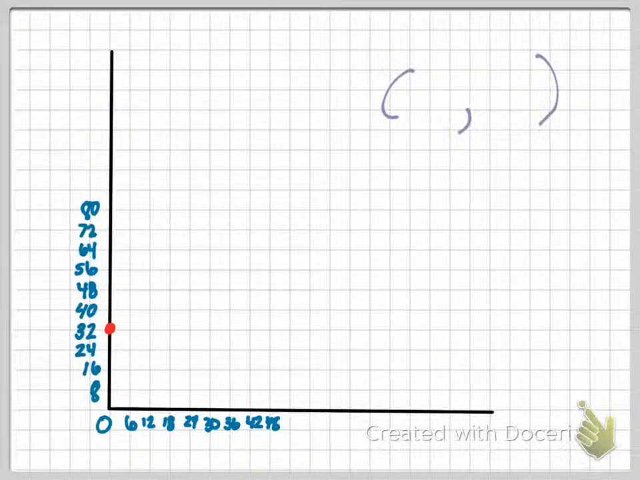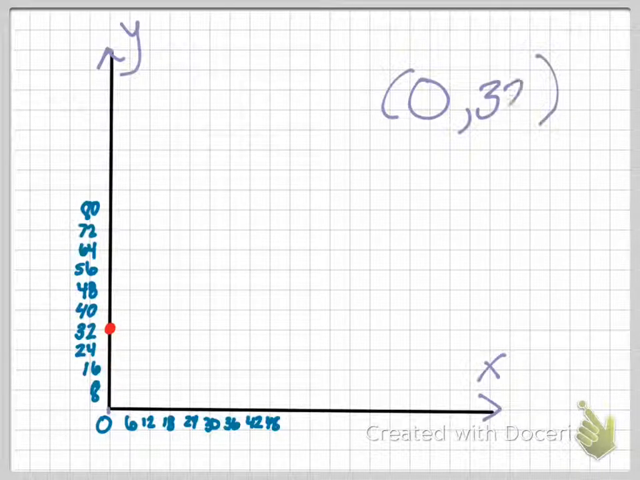On this one, I'm just going to write the ordered pair. So I start at my 0. Did I go over any? Nope. I went over 0. Get my X and Y's in here. And I went up 32. 0, 32.